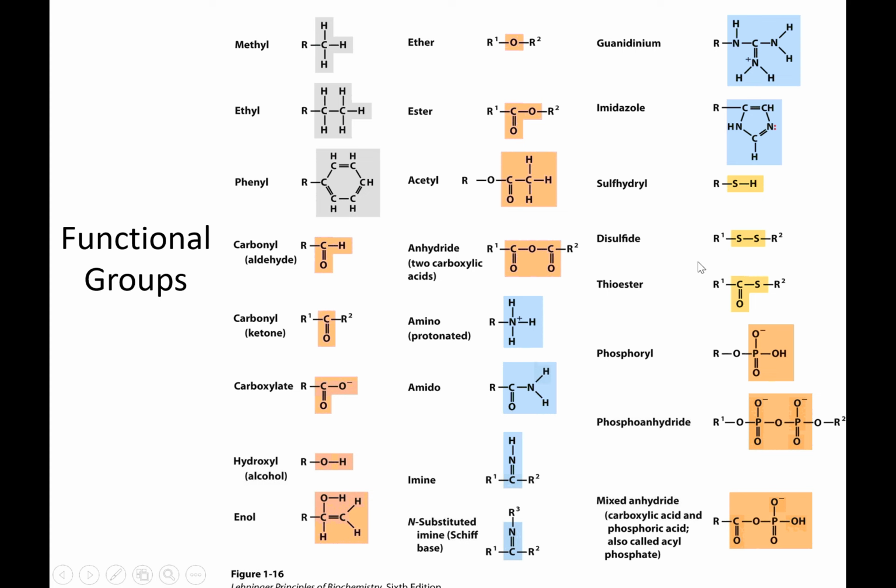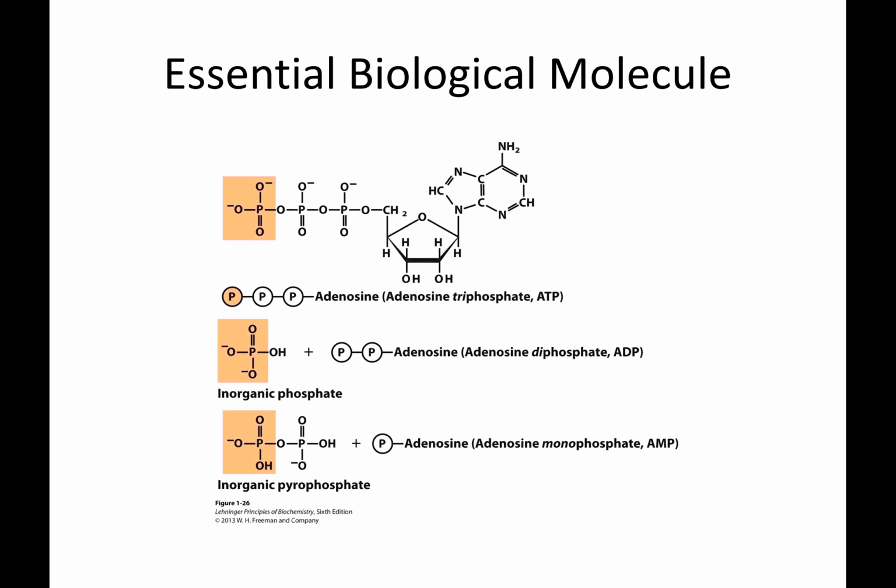And then our sulfhydryl, disulfide, thioesters in yellow. These are important functional groups. And then lastly, it's important to recognize your different phosphate-containing structures as they are critical for production of energy, and that's one of the main places we'll see them as we go through the course. So please take some time, if you have not previously learned, to learn these functional groups.